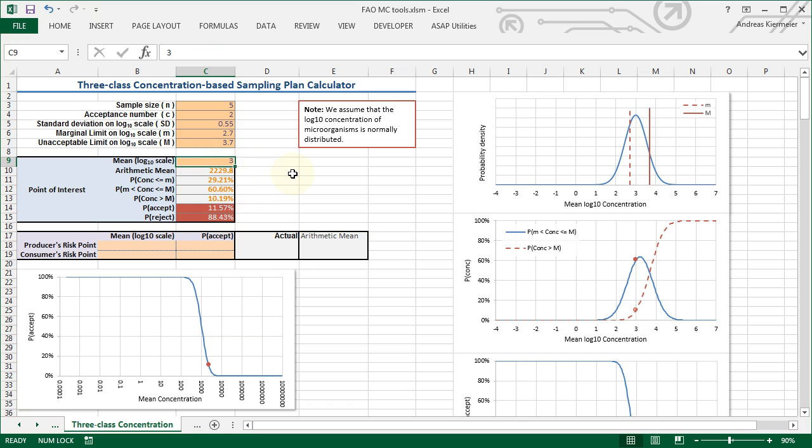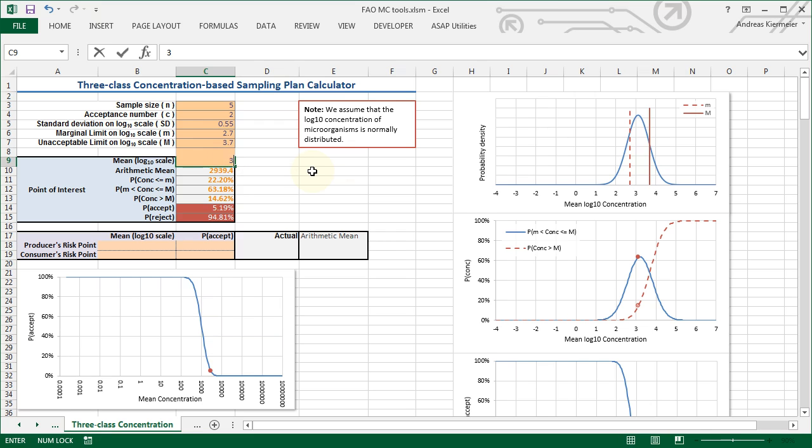Now we can also use this calculator to find a mean concentration which, under this current sampling plan, results in a very low probability of acceptance, for example 5%. So we want this probability of acceptance to be 5% or less. What does the mean log 10 concentration have to be for that to be the case? Well, with the mean log of 3, we're getting fairly close. Let's try some other values. 3.1, getting quite close. Let's take some smaller steps.